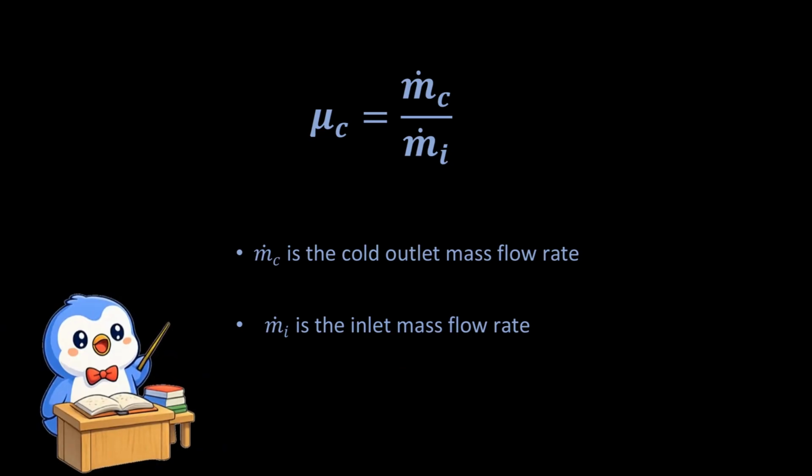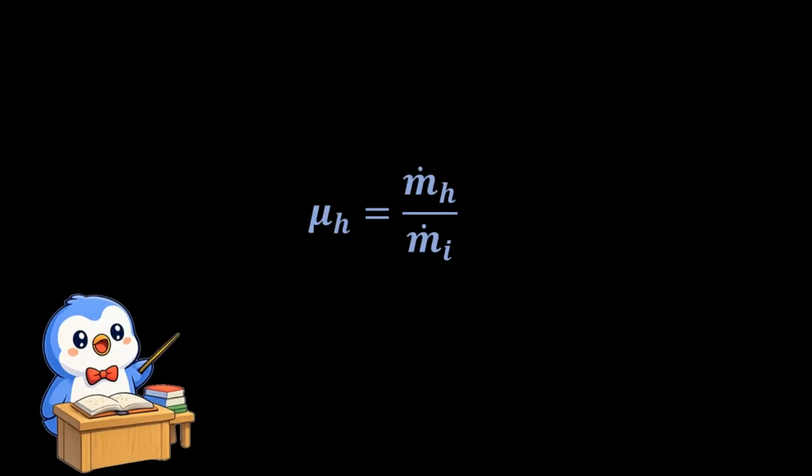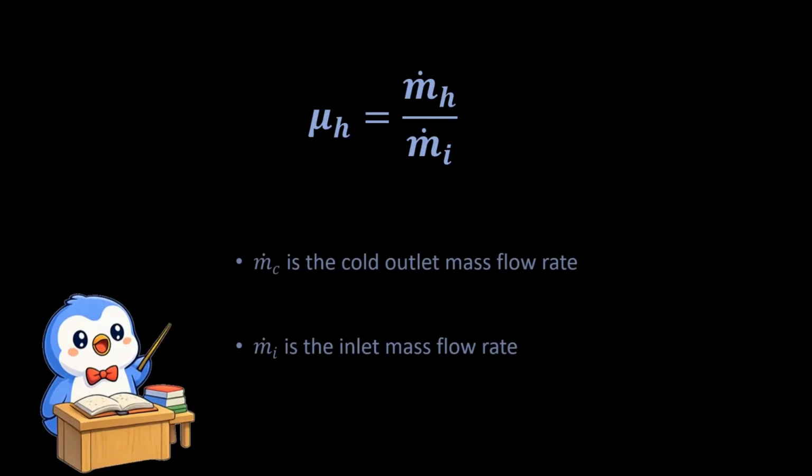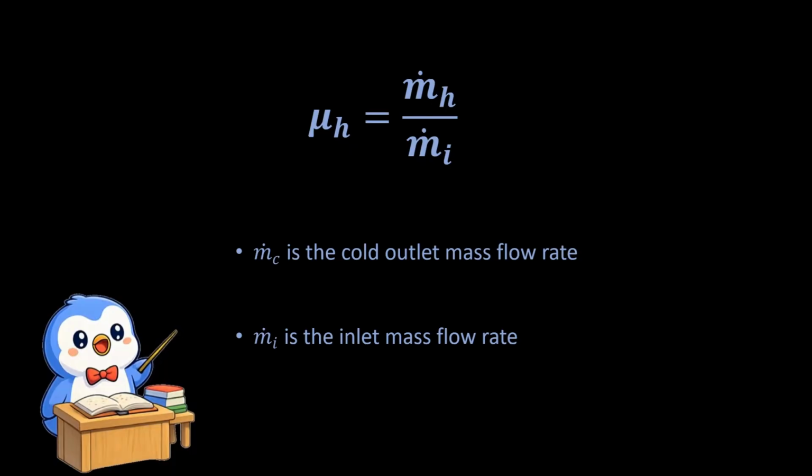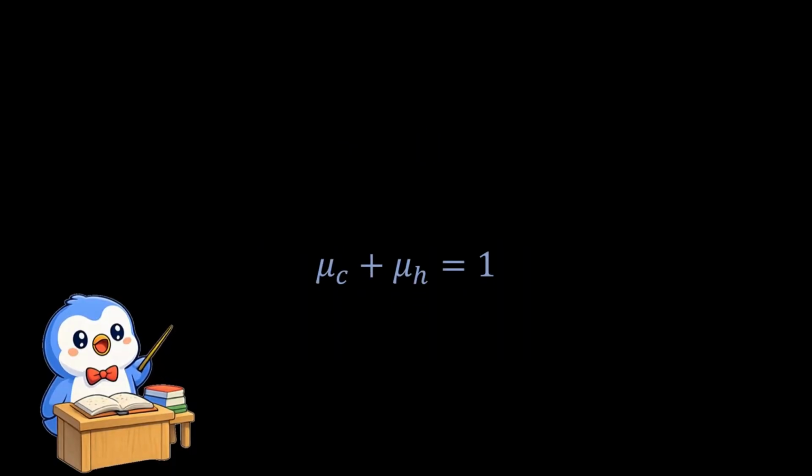The hot mass fraction is also written, and that tells us what fraction of the inlet air leaves through the hot side. Since all of the air entering the tube has to leave through one side or the other, conservation of mass gives us a sum of mass fractions equal to 1. This result tells us the two mass fractions, both hot and cold, must account for the entire inlet flow.